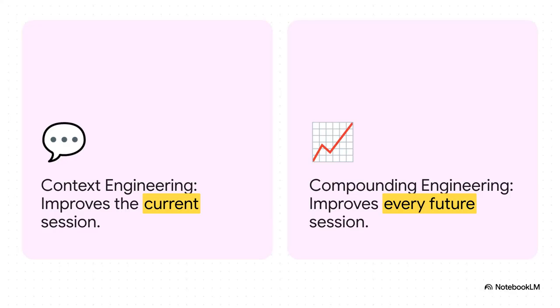Okay, and this is super important. The difference between level 3 and level 4 is massive. Level 3, context engineering, makes your current session better, right now. But level 4, compounding engineering, that's about building systems that make every single future session better. It's a total game changer.